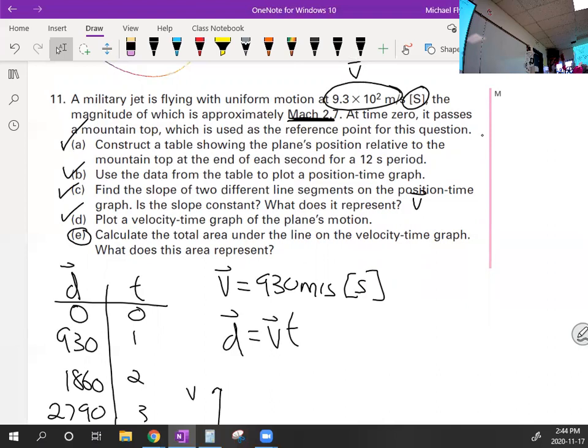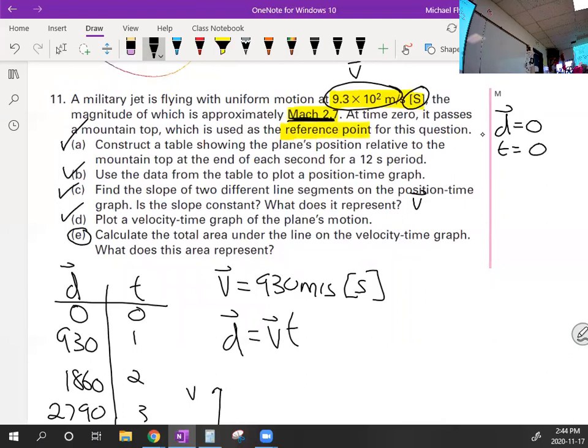So here's the deal. Let's take this one at a time. We have a jet that is traveling at a velocity of, it says uniform motion. That's a uniform velocity is what they should have said. But anyway, that's 930 meters per second, which is approximately 2.7 times the speed of sound, because I know you care about that kind of detail. Now at time 0, it passes a mountaintop, which is used as a reference point, which means in regular language that the position equals 0 when the time equals 0.